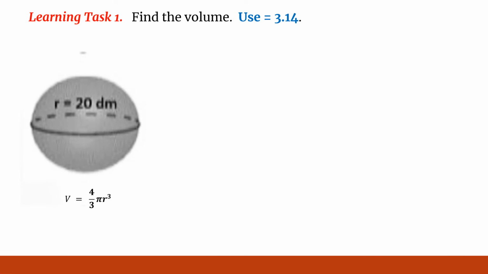Our next figure is a sphere. Find the volume. Use what? Pi. So dito, ang 3.14 ay pi. Okay, use pi equal to 3.14. Now, the given radius is 20 decimeters. And the volume formula is 4/3 pi r cubed or 4 pi r cubed all over 3.